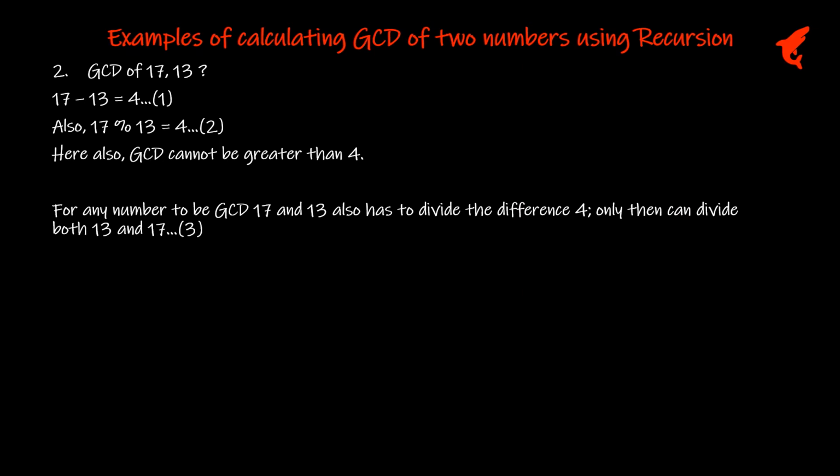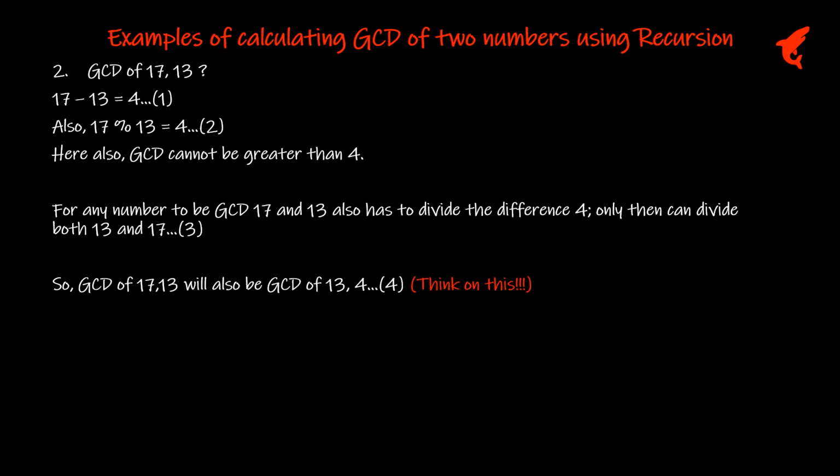Now, any number to be GCD of 17 and 13 also has to divide the difference of 4 between 17 and 13. Because if it can divide it, it can then divide 13 as well as 17, right? And therefore only such a number can be GCD of 17 and 13, right? Now, any number to be GCD of 17 and 13 also has to be GCD of 13 and 4, which is the difference between 17 and 13.